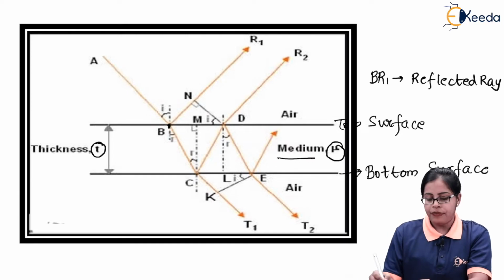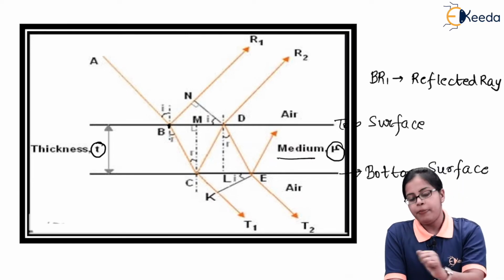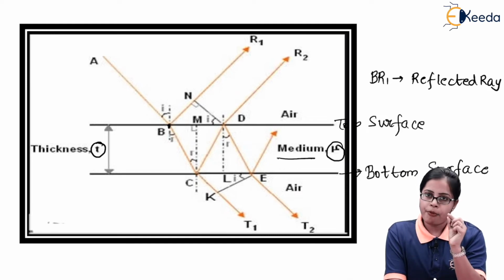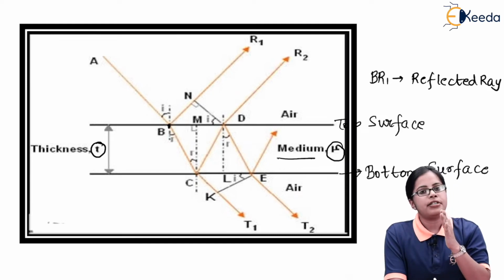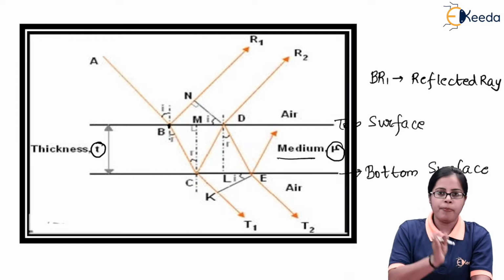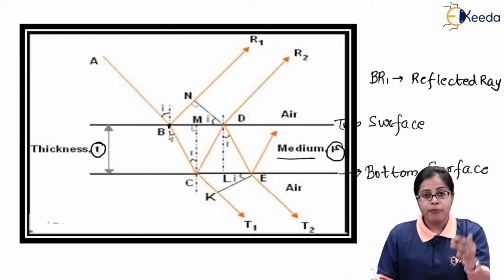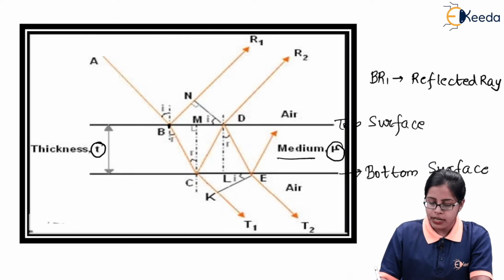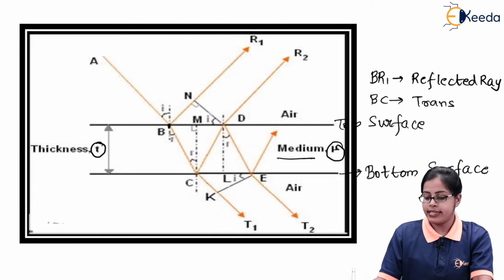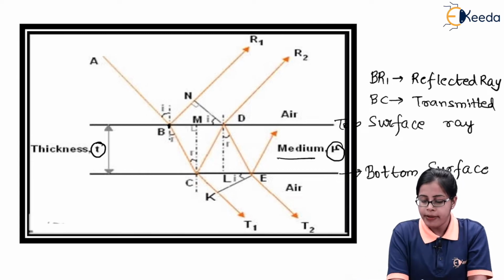At point B, there is a small part of reflection along BR1, and the major part is transmitted along BC. So BC behaves as the transmitted ray for the incidence occurring at point B.